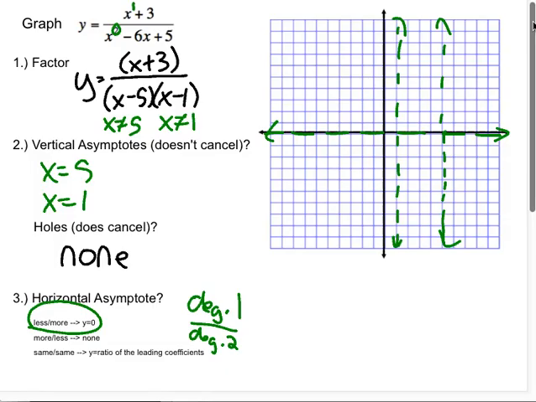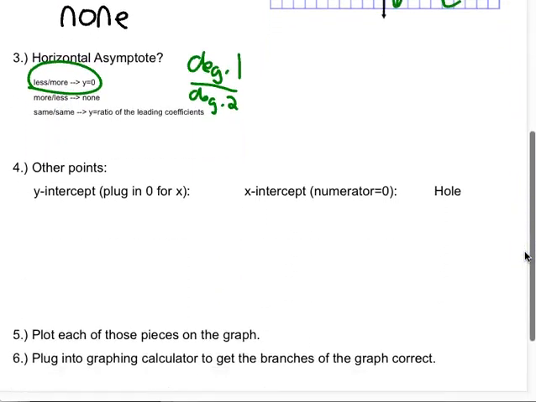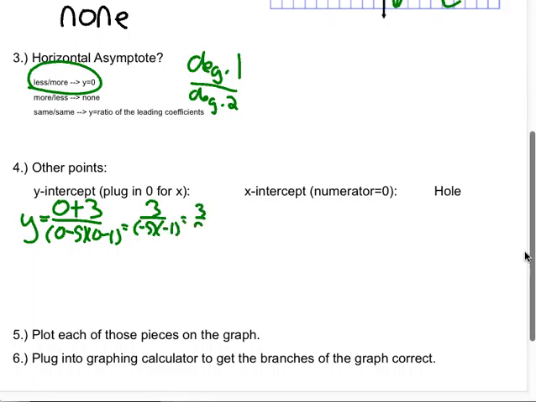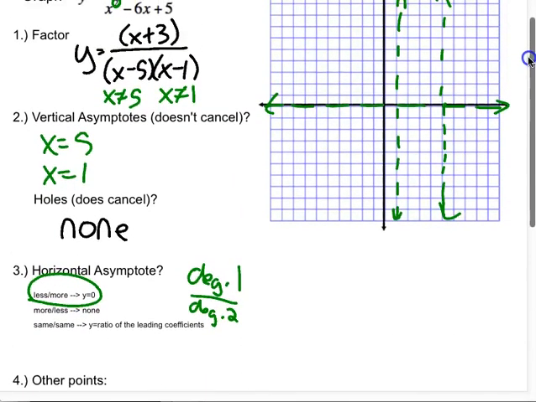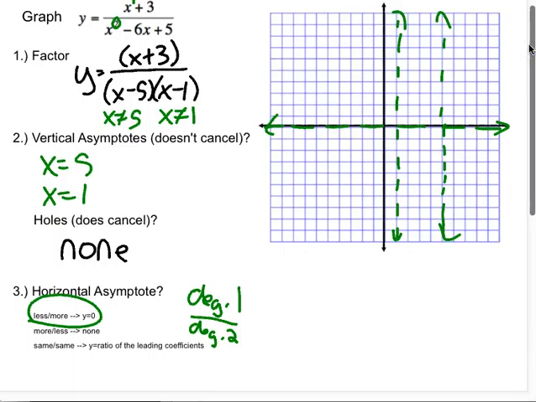So now let's look at the other pieces. The y-intercept is where I plug in 0 for all of my x's. So I get 3 over negative 5 times negative 1. So I end up with 3/5. So my y-intercept is at 0, 0.6.